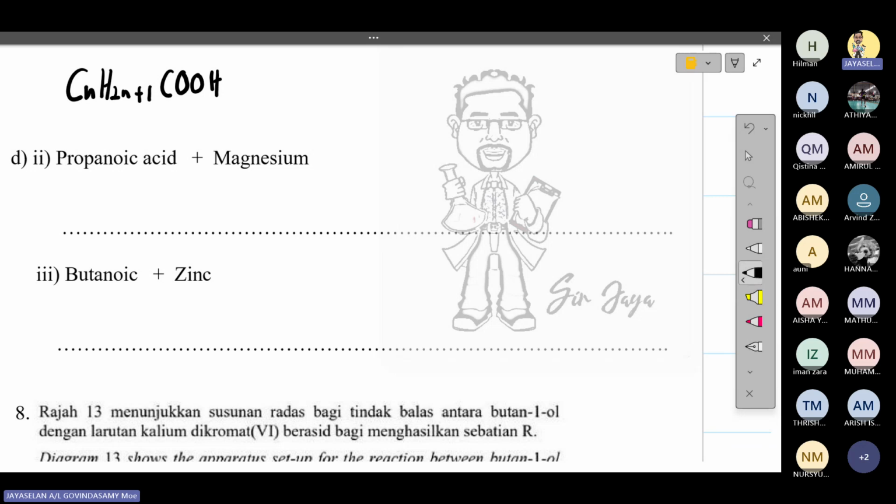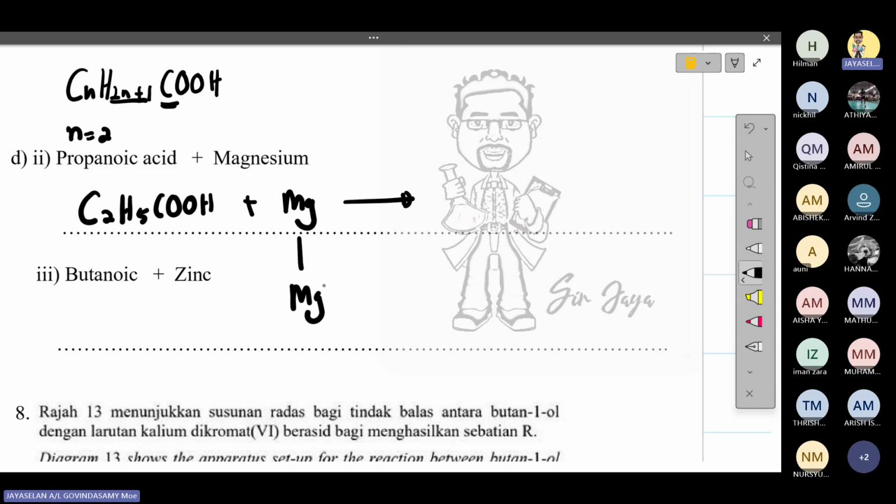Okay, time's up. We do together. For propanoic acid, don't apply N3 because they already give you 1 C here. You apply N2. Once you apply N2, C2H will be 4 plus 1, 5, COOH. You already got N3 here. Nampak? So you must remember.